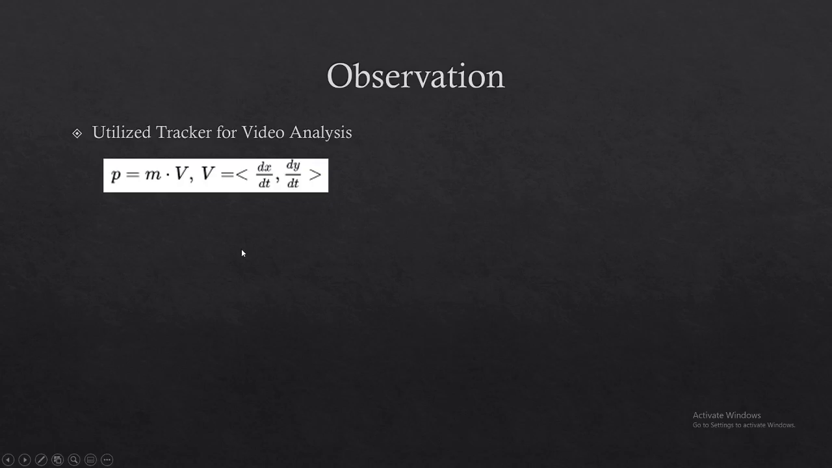For the observations, I used the app Tracker to analyze the collision. An important equation to keep in mind is the equation for momentum, which is equal to mass times velocity, where momentum and velocity are vectors. I get the vector components of velocity by doing dx/dt and dy/dt from the graphs, where dt is a very small number, so it's as close to instantaneous velocity as possible.